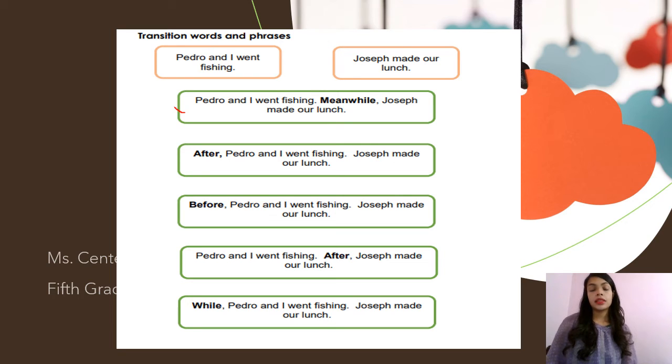The second sentence we have is after, using the transition word after. So it will say, after Pedro and I went fishing, Joseph made our lunch.